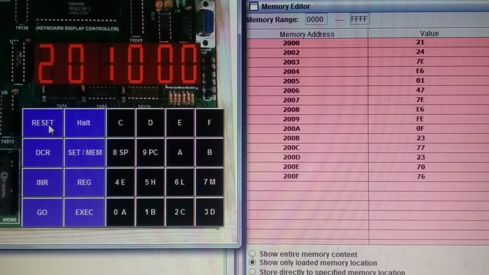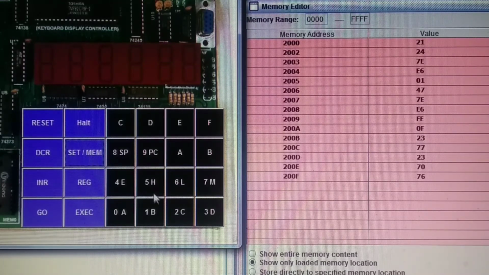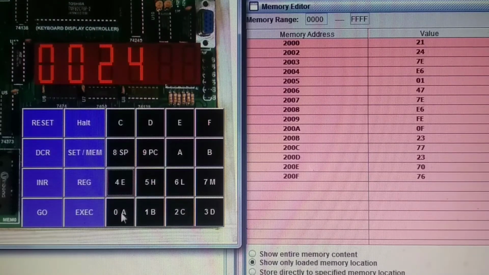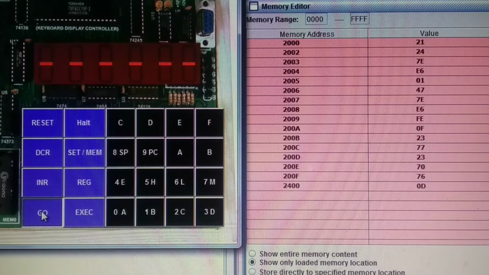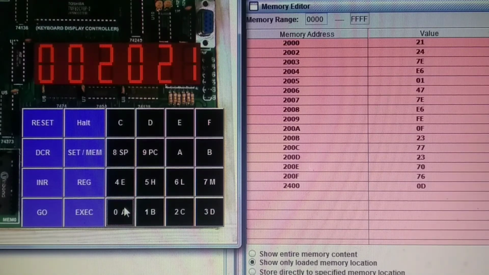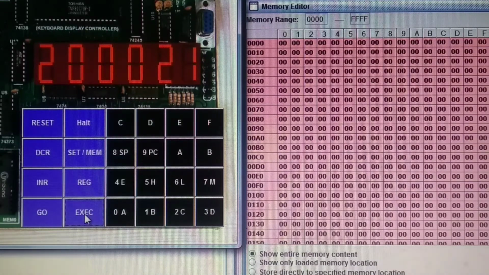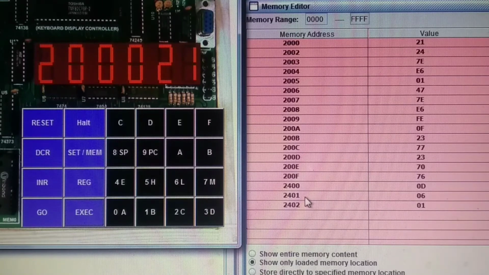Now enter the data. Reset, set examine memory 2400, increment, number 0D, increment. Now execute the program. Reset, go 2000 and execute. You will get the answer at 2401, quotient part 06, and at 2402, remainder part that is 01.